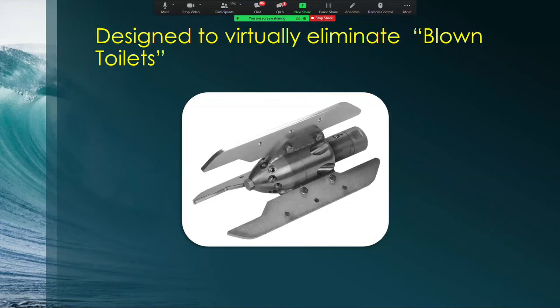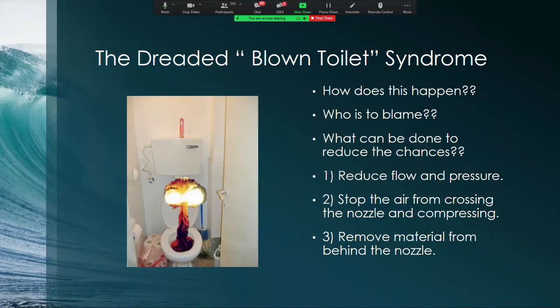Okay? Now, does it work? Yes. And if the problem is big enough, then you know what? That might be a heck of an answer. But before we go spending $5,000, let's look at the third option. Let's remove the material from behind the nozzle.